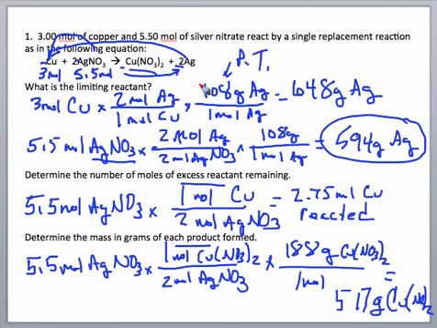So then what we need to do is take the initial amount, which is 3, subtract out how much actually reacted, and then we have 2.5 moles in excess. Now you could change that to grams, but it doesn't say grams, so we're just going to leave it in moles. Alright, let's move on to the next one.